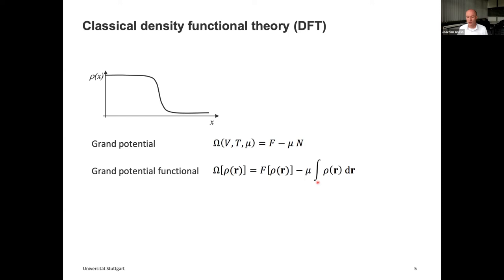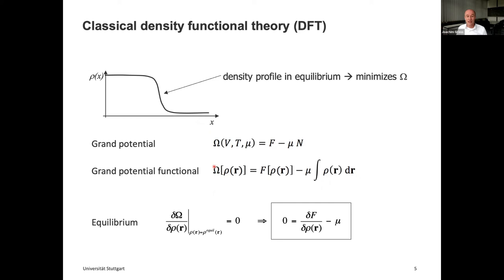So what do we know from thermodynamics? We know that among all density profiles that are thinkable and possible, the one that is actually experimentally observed is the one that minimizes the grand potential functional. So in the minimum, this grand potential functional is equal to the grand potential itself, right?